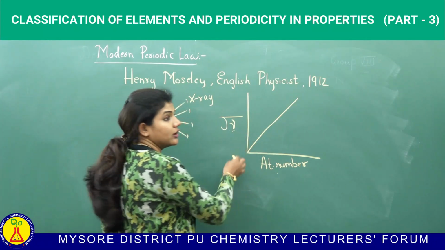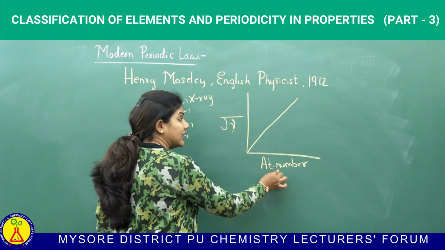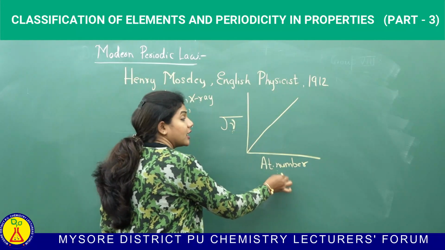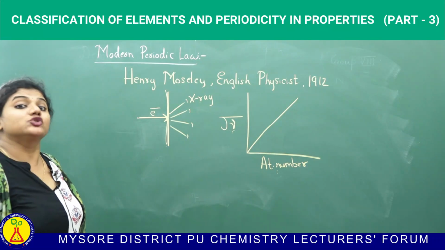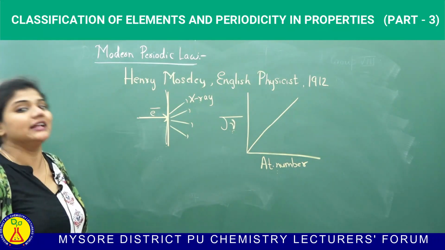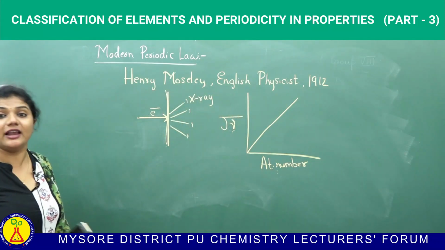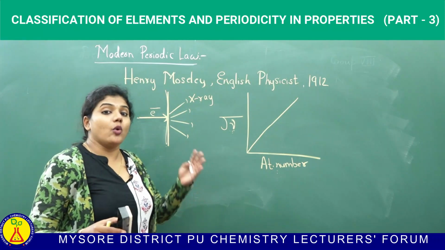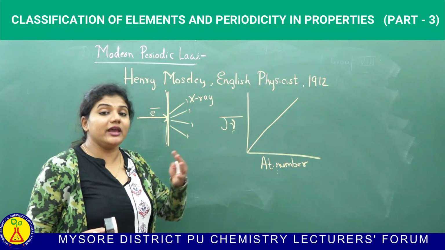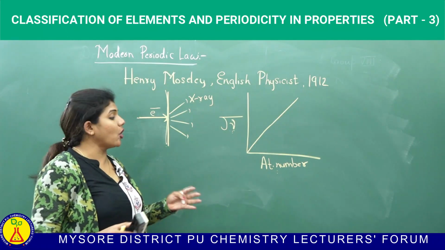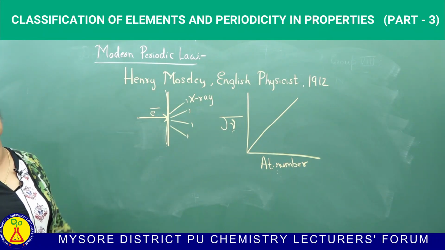He also took the square root of the frequency and plotted it against atomic mass. When plotted against atomic mass, he could not obtain a straight line. A straight line was not obtained, which made Henry Moseley think that atomic number could be a fundamental property for classifying the elements. Instead of arranging by increasing atomic mass, we can arrange the elements in the increasing order of their atomic number. This was the concept that came into the mind of Moseley.